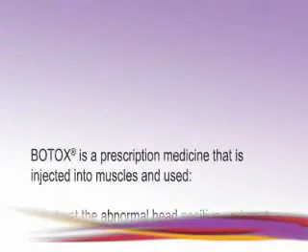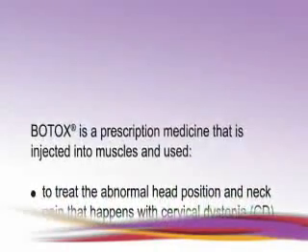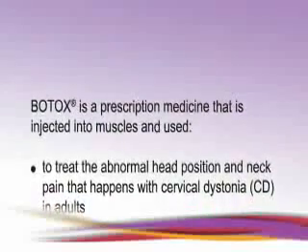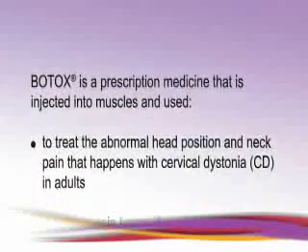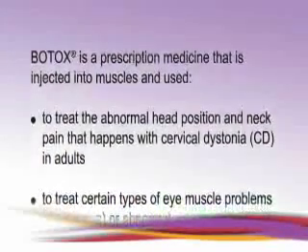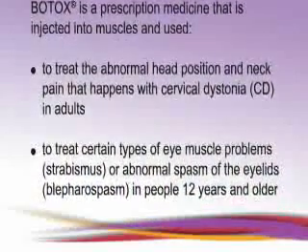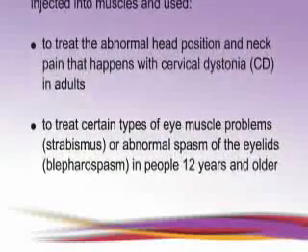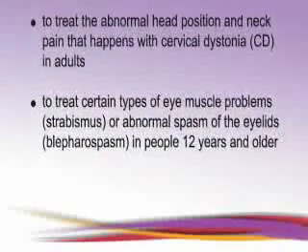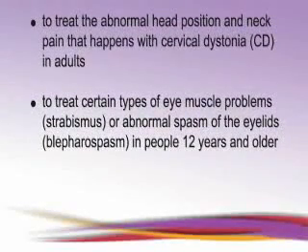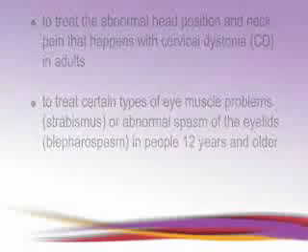Indications. Botox is a prescription medicine that is injected into muscles and used to treat the abnormal head position and neck pain that happens with cervical dystonia, or CD, in adults, and to treat certain types of eye muscle problems, strabismus, or abnormal spasm of the eyelids, blepharospasm, in people 12 years and older.